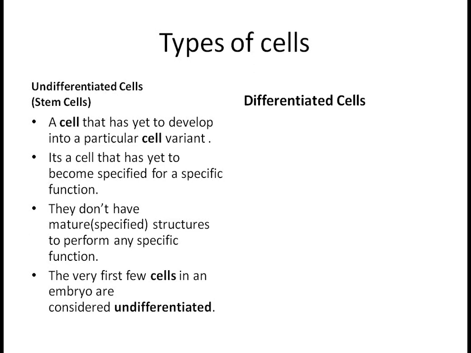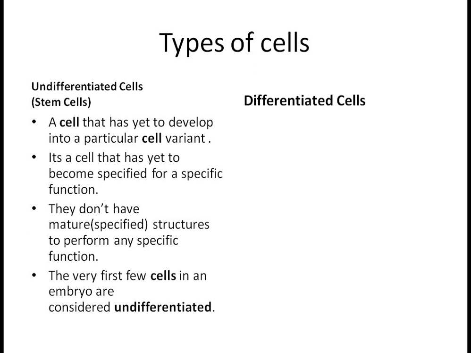If they are required in your digestive tract, they will acquire the specific function of the cells of your digestive tract. If they are required in your eyes or in your skin, wherever the cells are required, these stem cells will differentiate into specialized cells. So before that, they are simply undifferentiated. They are not qualified to perform any specific function, and these are also called stem cells.